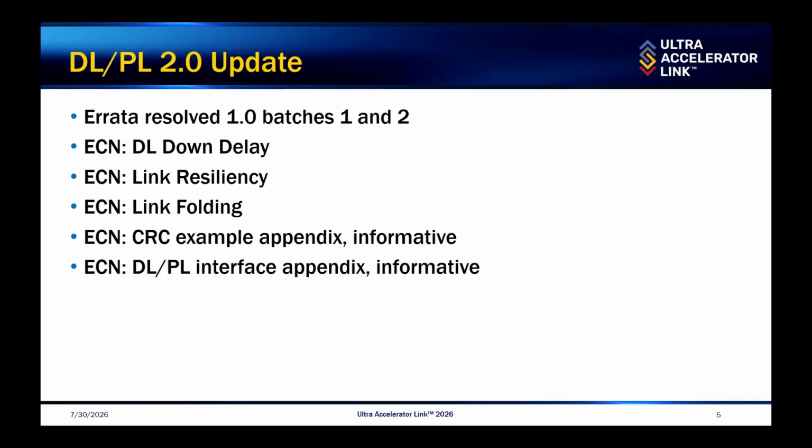So here's a summary of the various things that we've added at 2.0. There's several batches of errata that have been included. There's an ECN for DL down delay, an ECN for link resiliency, an ECN for link folding, an ECN that added the CRC example into the appendix. And the last ECN was to talk about the interface between the DL and PL. And both of the last two were informative.